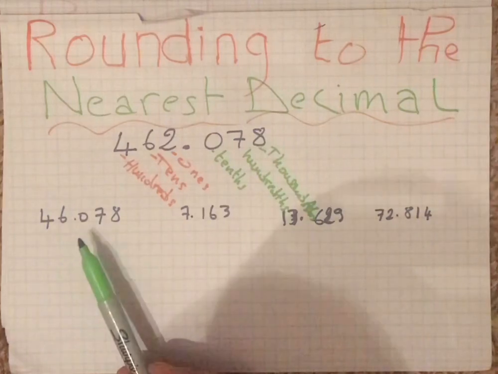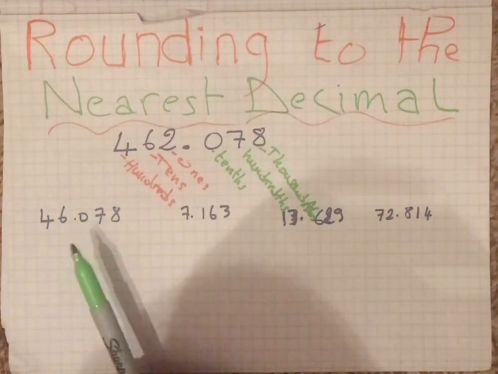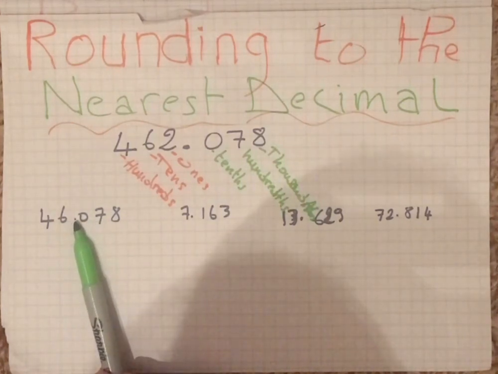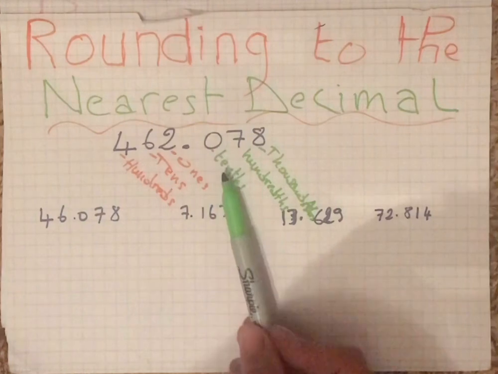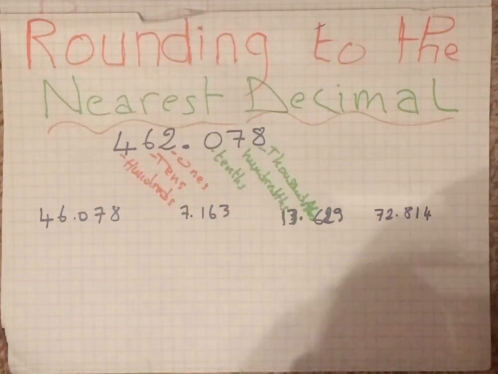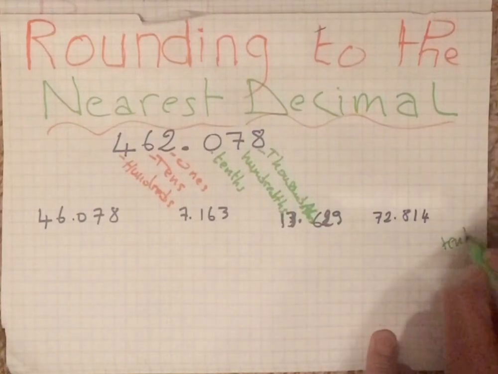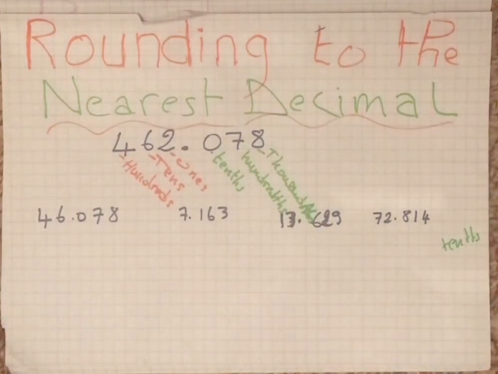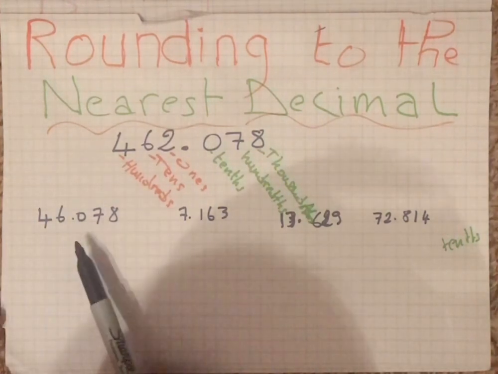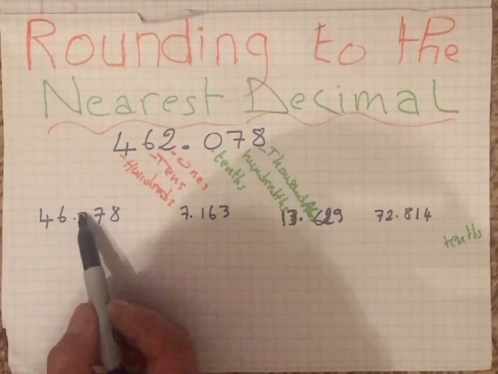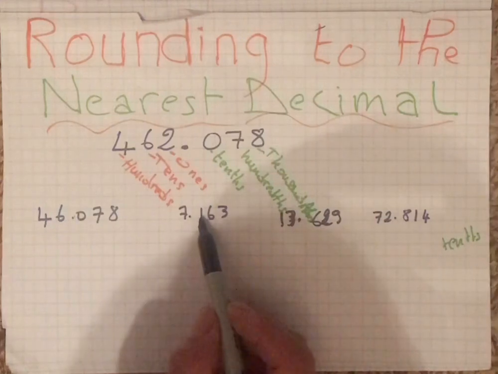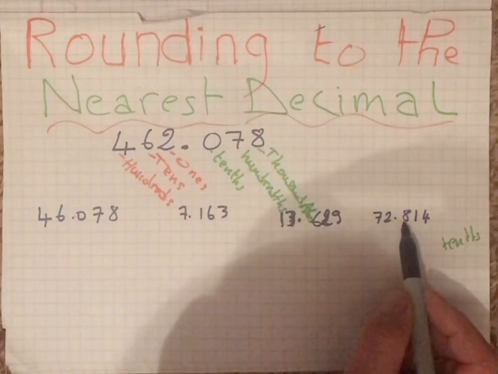Let's start with the nearest tenth. The tenth is the first place which comes after the decimal point. The decimal point is here, and this is the tenth. So round these numbers to the nearest tenth. To do it, look at the first digit after the dot, which is the tenth. We will round this one, and this one, and this one, and this one.